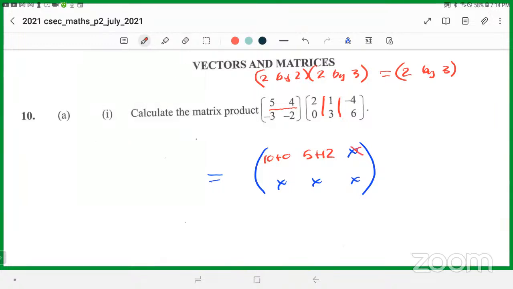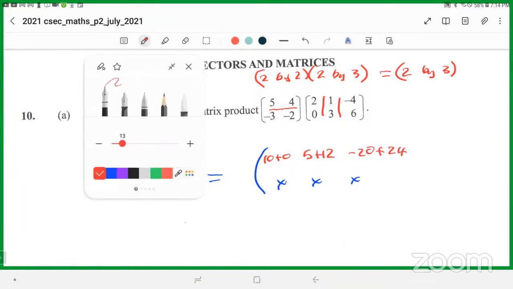Then this value out here is positioned in the first row, third column. So to get it, we have to multiply this first row with this third column. Same thing again: first element times first element, second element times second element. 5 times negative 4, 4 times 6. 5 times negative 4 is negative 20. 4 times 6 is 24.